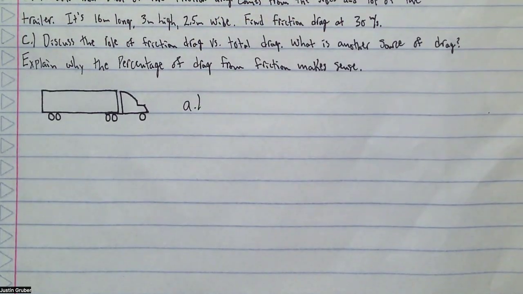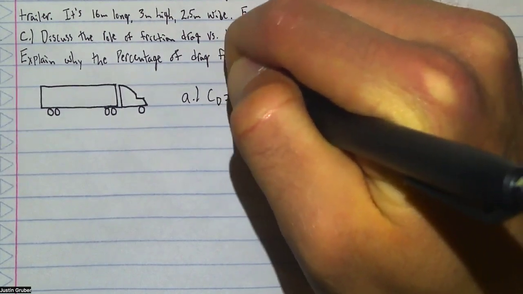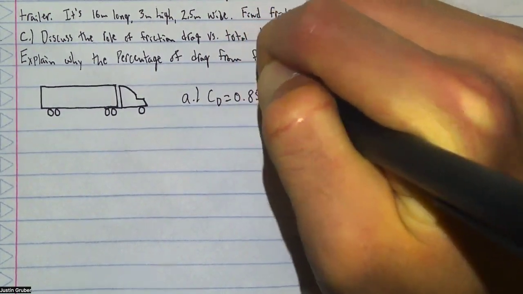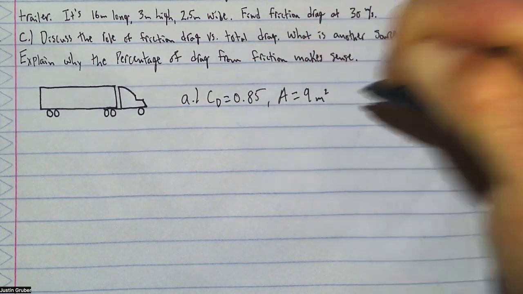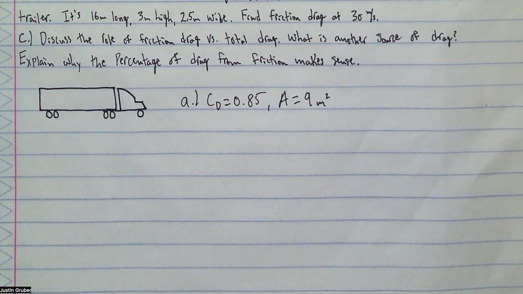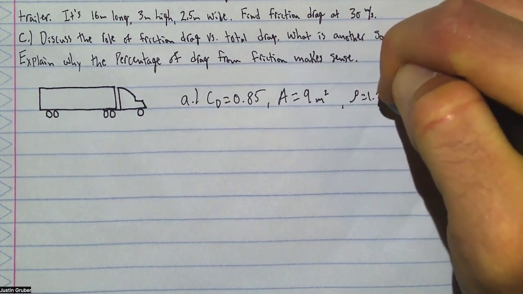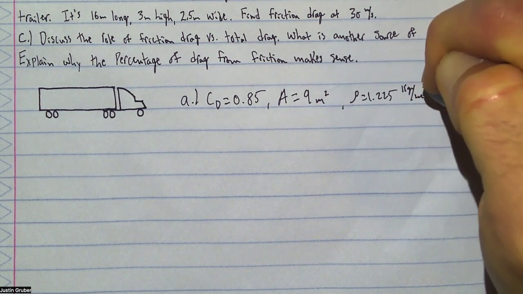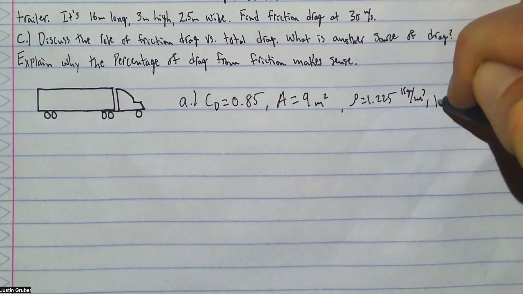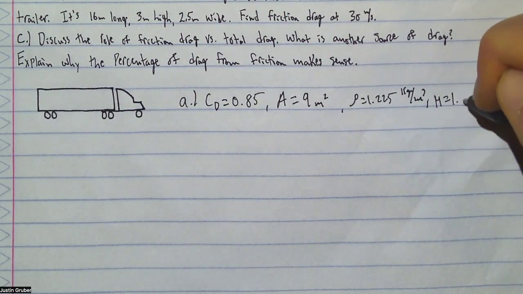So we want to find the total drag, right? We know CD equals 0.85, and A equals 9 square meters. I didn't give you everything else, so we also have rho equals 1.225, and then mu is 1.825.